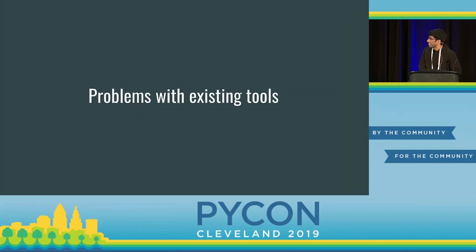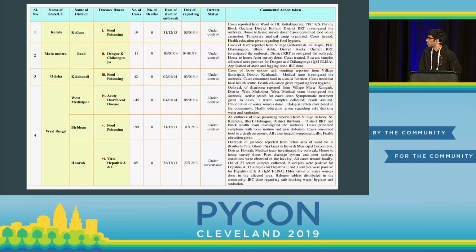So let's go through the problems with existing tools. This is a table. This is a page from a weekly disease outbreaks report released by the Ministry of Family Welfare and Health in the government of India. And it basically contains weekly data about the number of cases and the number of deaths that were recorded in various Indian districts, along with a comment on what action was taken for those outbreaks.